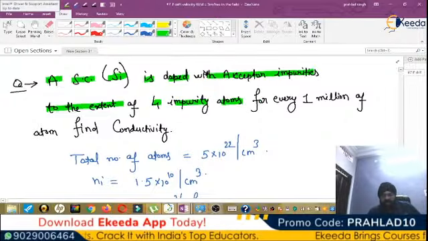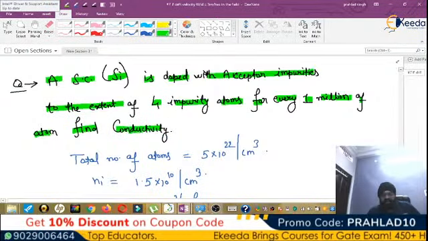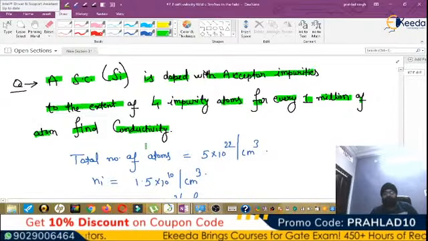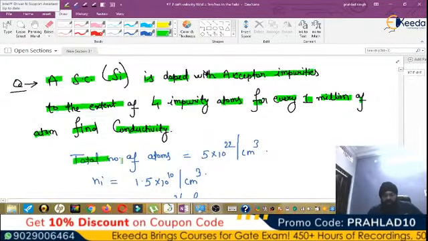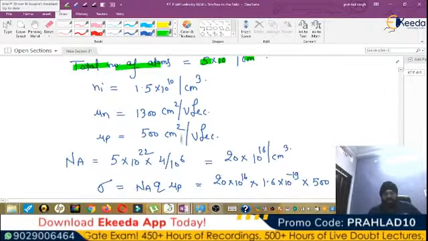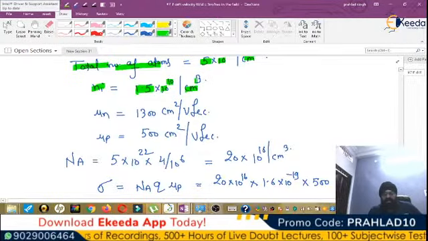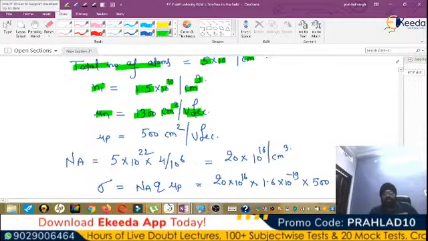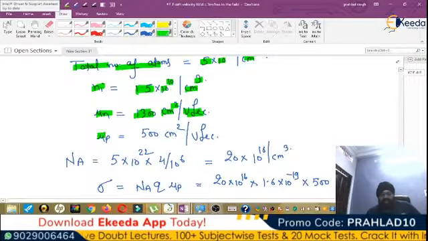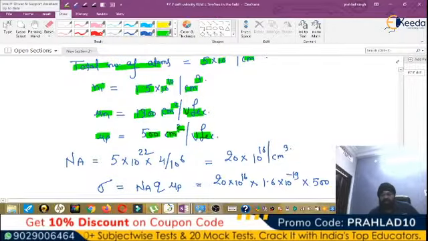And the next question is, a semiconductor, which is silicon, is doped with acceptor impurities to the extent of 4 impurity atoms for every 1 million atoms. Then find the conductivity. It is also given that the total number of atoms is 5 into 10 to the power 22 per centimeter cube. The intrinsic concentration is 1.5 into 10 to the power 10 per centimeter cube. Mu n is 1300 centimeter square per volt second. Mu p is 500 centimeter square per volt second.